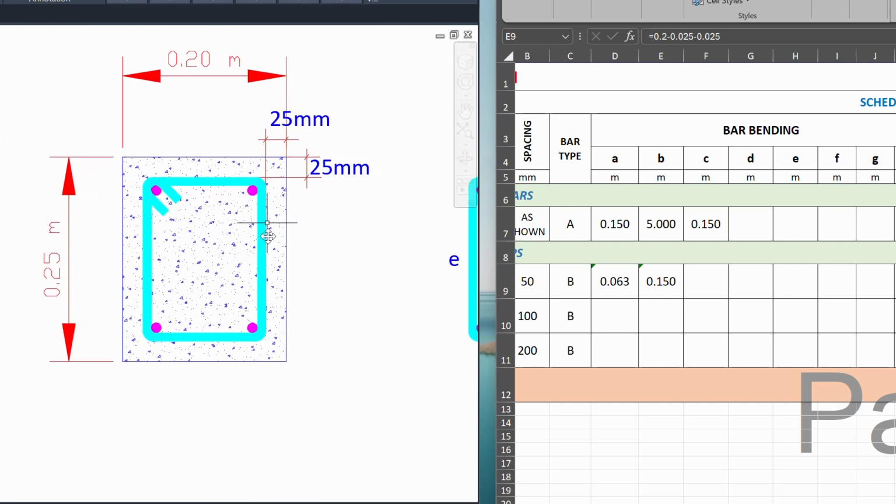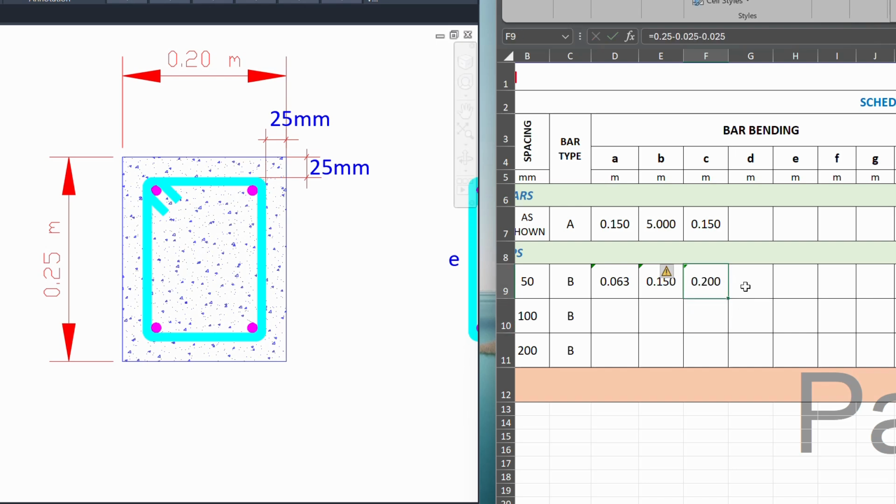And then our C is here. We also have to calculate this in the same manner, but we change to our depth, which is 0.25 meter minus 25 mm here and 25 mm here. So 0.25 meter minus 0.025 meter minus 0.025 meter. I converted this already, okay? This 25 mm is 0.025 meter.